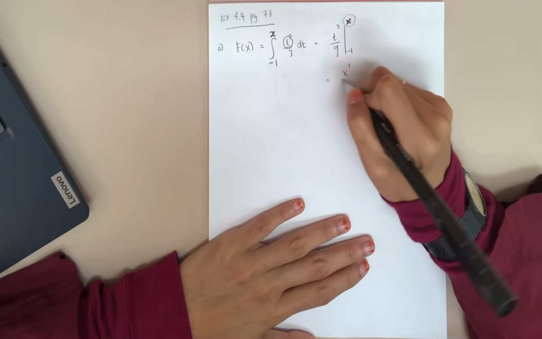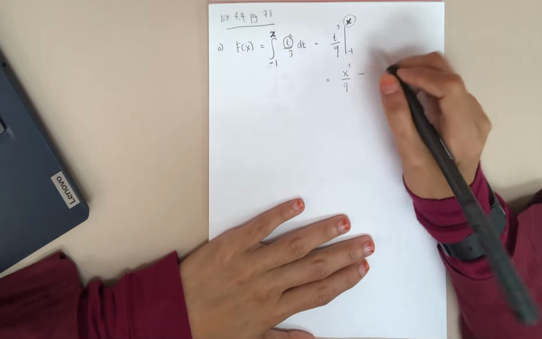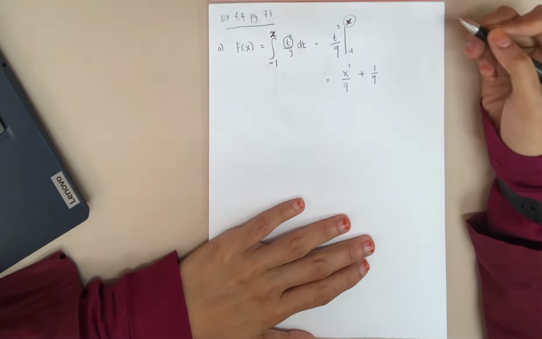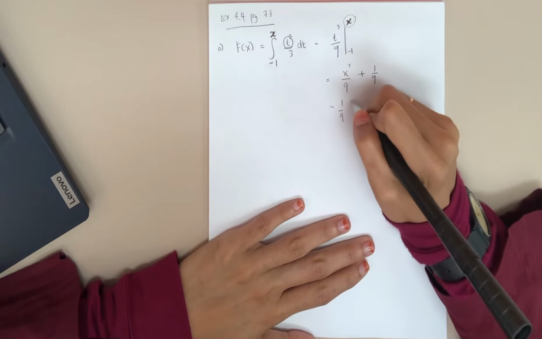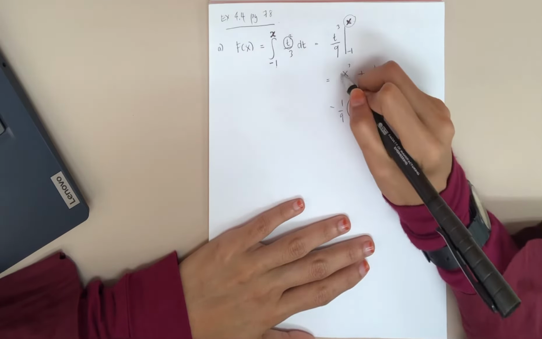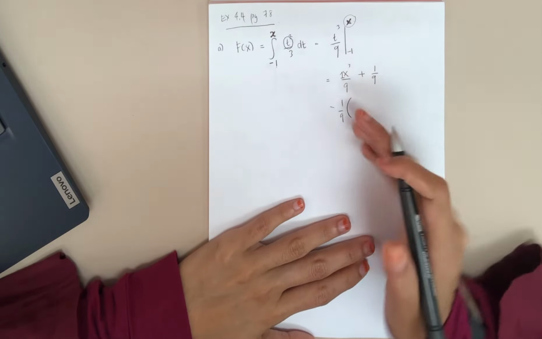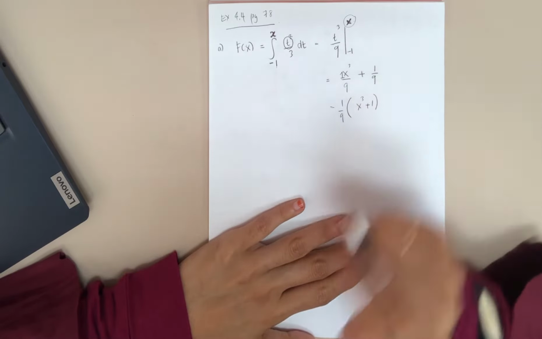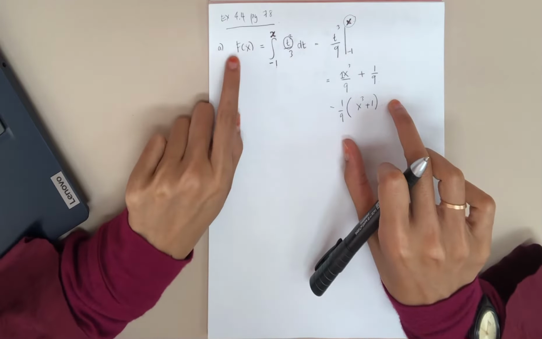So it will give you x to the power 3 over 9, plus 1 over 9. If you simplify, you factorize because both have 1 over 9. If you don't write it, you will see 1 over 9 here. So we take out 1 over 9, and we are left with x cubed plus 1. So this is your capital F of x.